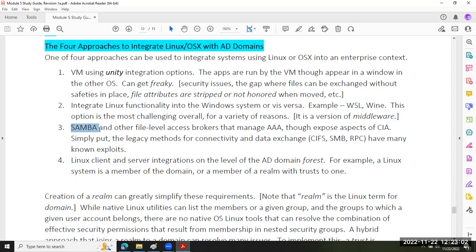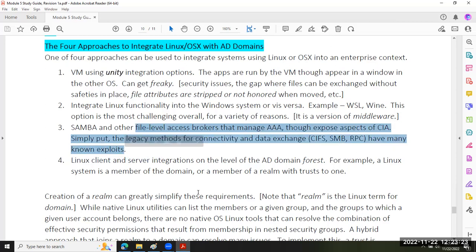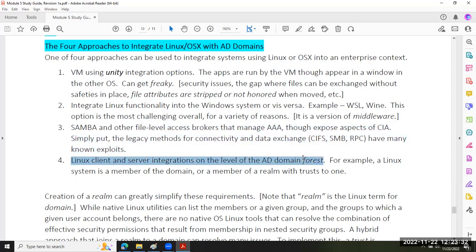Samba is sort of like an industry standard. It's a middleware, an application that sits between and basically brokers file level access so that it honors the security principles, the user accounts and security groups or user groups. And then of course you can join a Linux client or a Mac client to the AD forest directly.